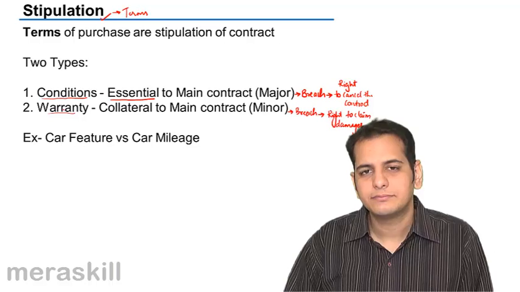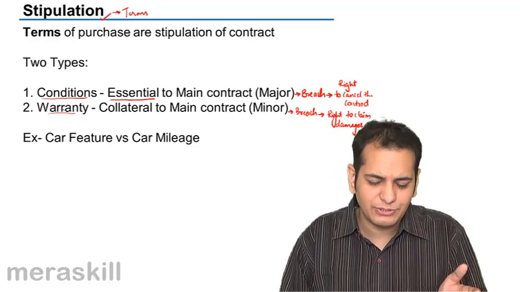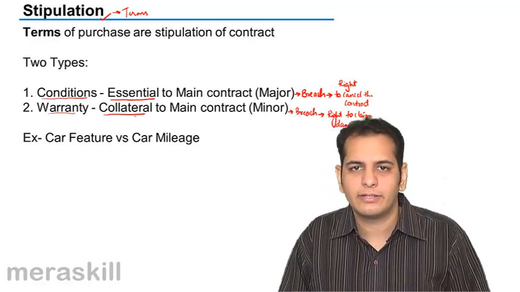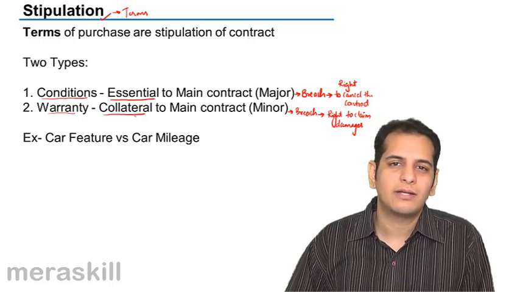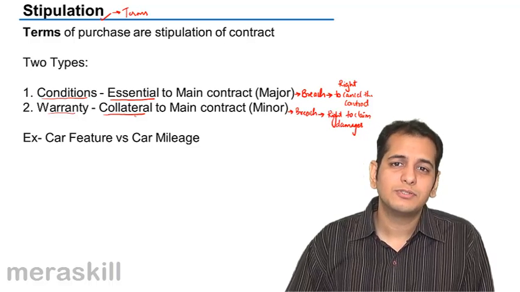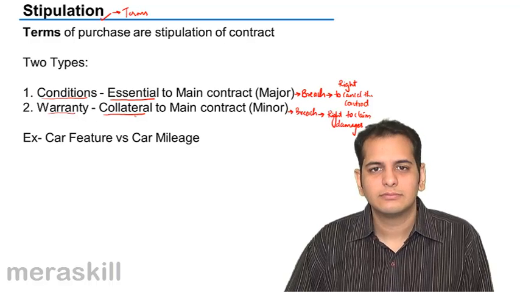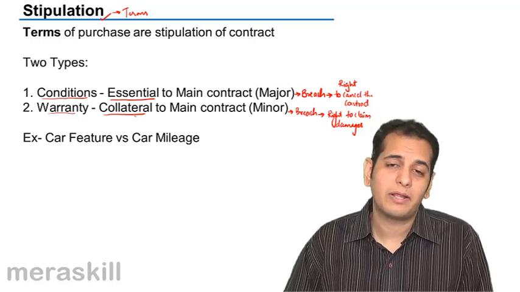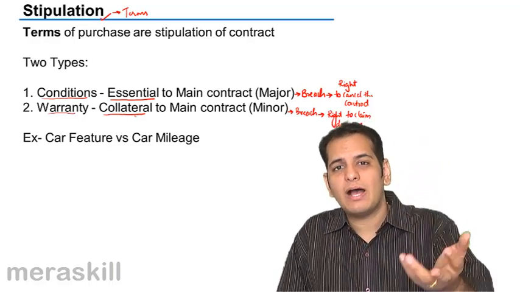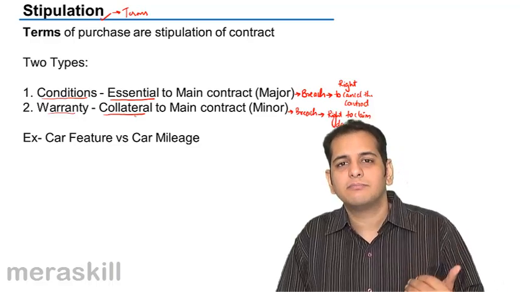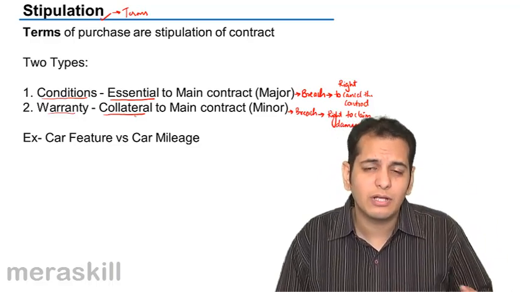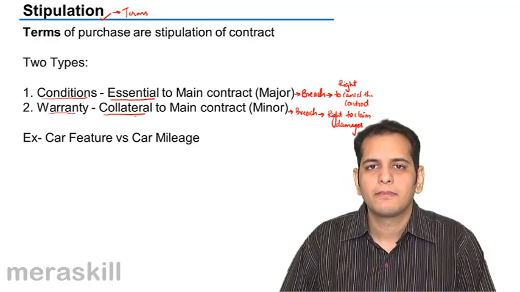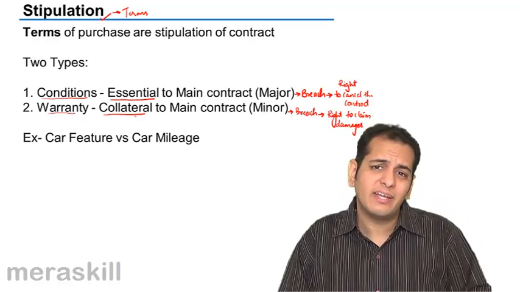However, a warranty is a stipulation which is collateral to the main purpose of the contract. It is collateral. It is not that important. It is secondary. It is not the primary thing. This is not the reason why the contract is being made. Like in our example, the contract was being made for the speed of the car. It was not being made for the mileage of the car. So mileage there was a secondary thing.